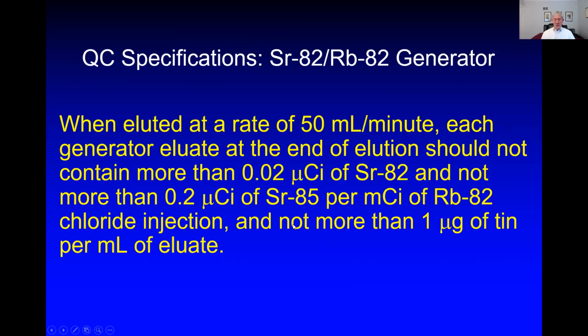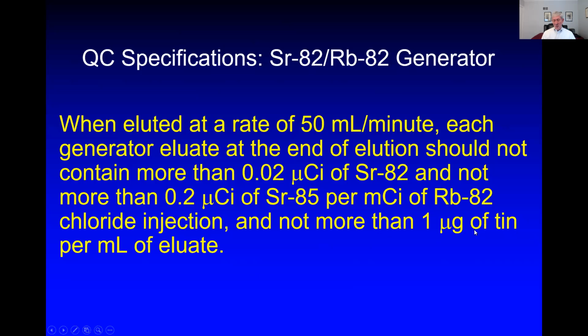And these are the limits of them. I'm not going to make a big deal over this. I doubt they would ask you the limits, but you can see they're very tiny. The limit for strontium-82 is 0.02 of a microcurie. That is just 20 nanocuries. And this is 0.2 of a microcurie of strontium-85. That's 200 nanocuries. So very, very tiny amounts.